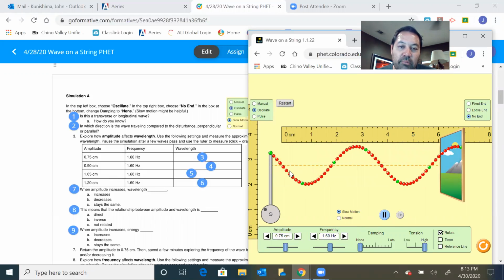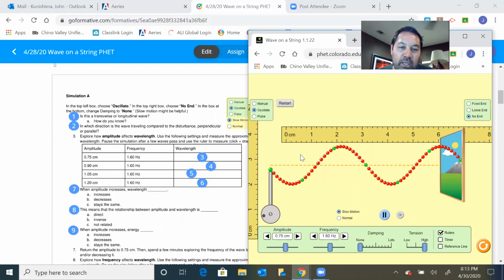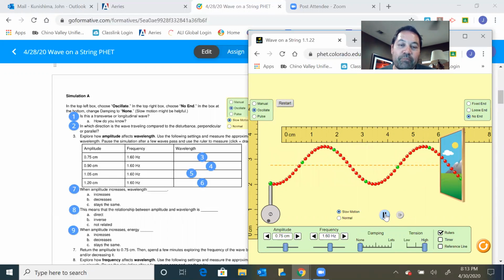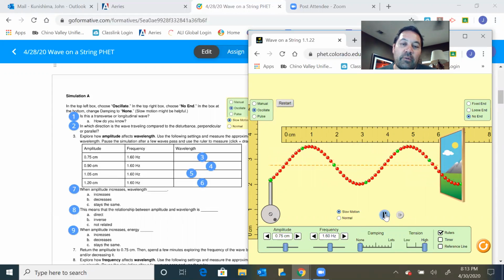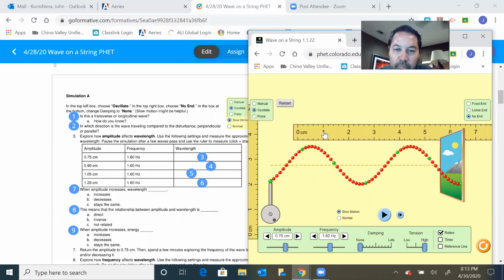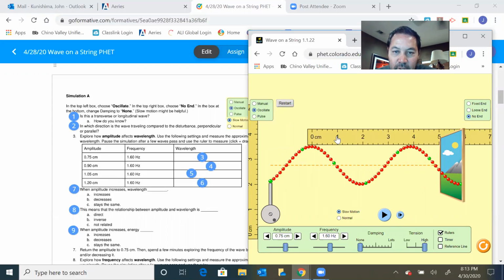Then I'm just going to watch, and I'm going to make my beginning wave be at the very top. And I'm going to pause right there. When I hit pause, I'm going to move my ruler to the very top of the crest of the wave, and I'm going to measure from here all the way to the other crest. I'm going to say it's approximately 4.